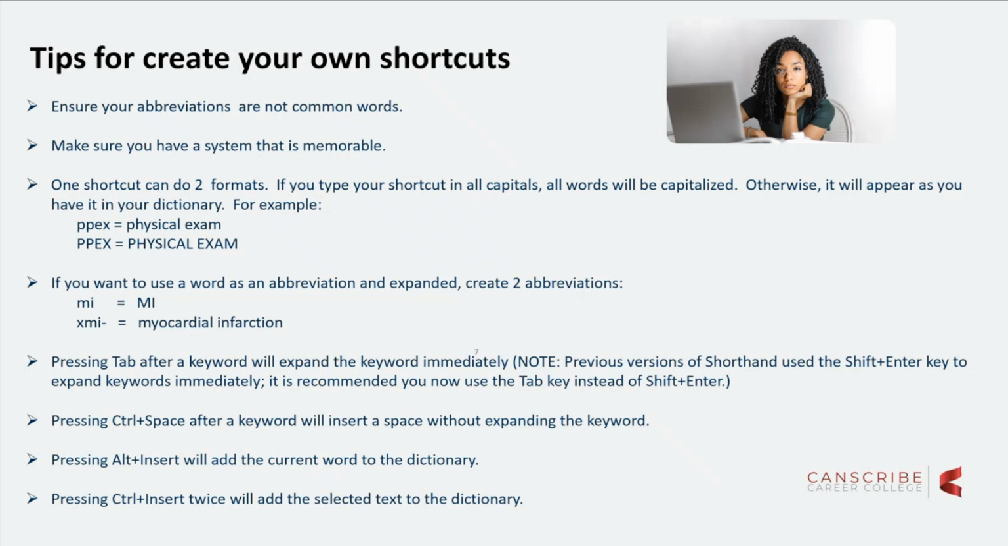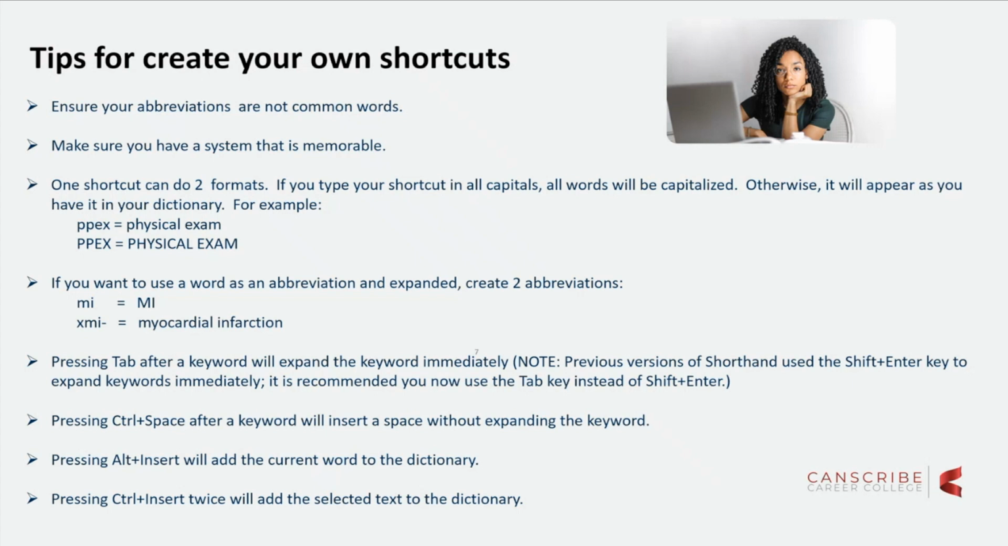Another thing to think about is if you want to create a word as an abbreviation and expand it, you do need to create 2 abbreviations. So let's take a look at MI for myocardial infarction. Do you want, every time you type MI, you just want it to be capital MI? So that's easy. We've just put in MI and it'll be capitalized automatically. But what if we wanted to expand it to myocardial infarction? The doctor said the patient had a myocardial infarction. Well, we can put an X in front of that one, XMI, expand myocardial infarction. And that's a great way to go if you want to have a couple of different scenarios.